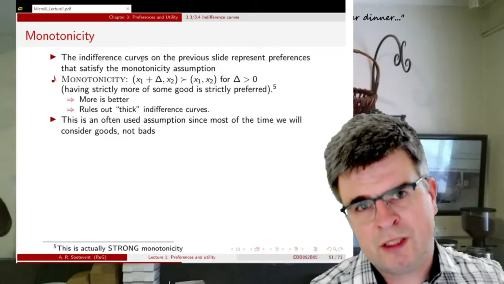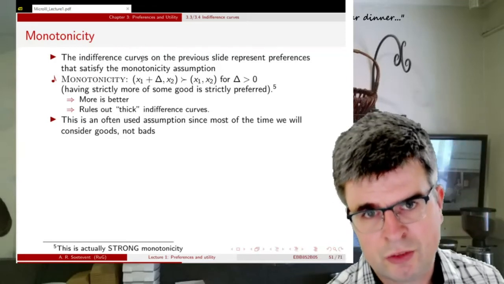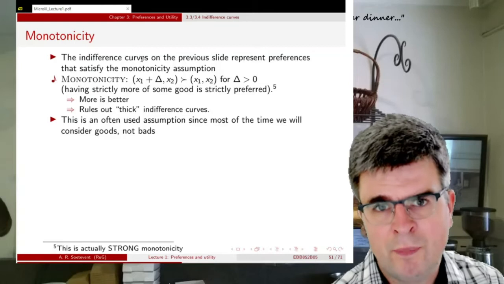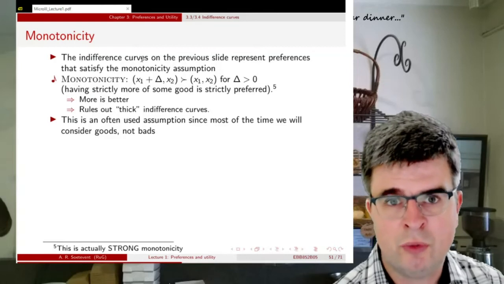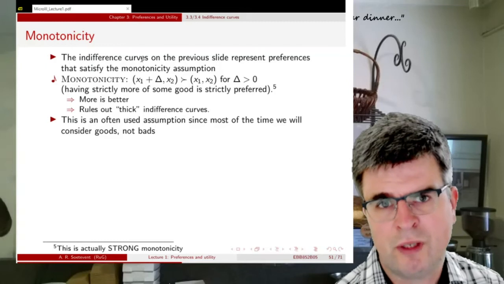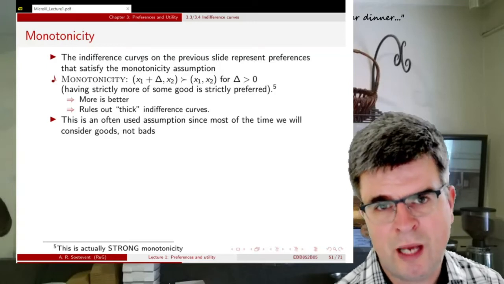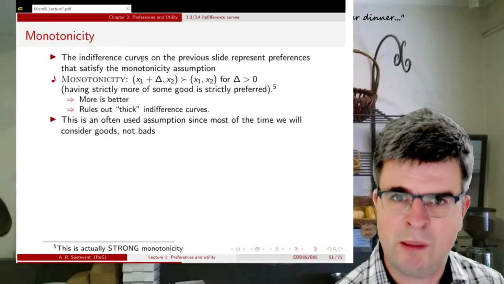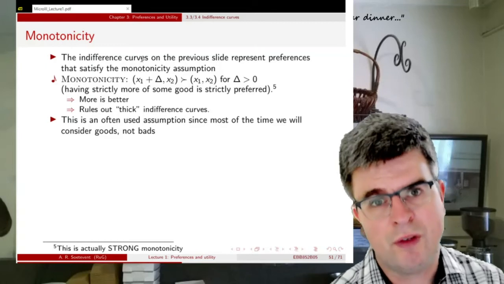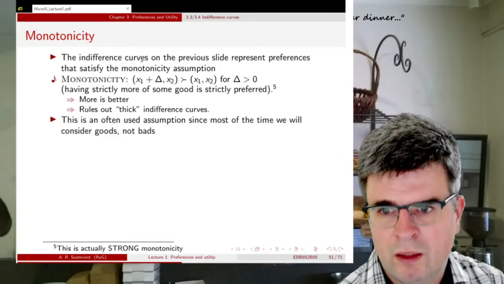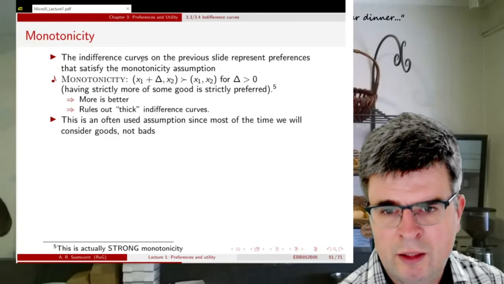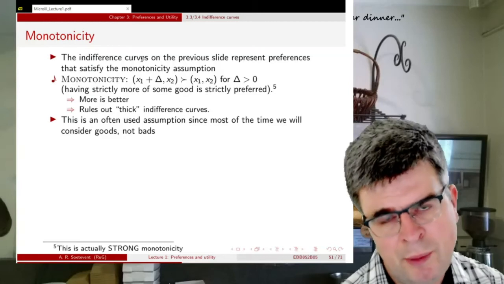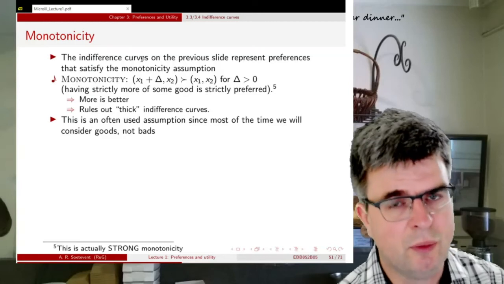And what it does in practice, it rules out thick indifference curves. As soon as you add a small number of units to one of the goods in the bundle, then you end up at a different indifference curve and you don't stick at the same indifference curve. If that would not be the case, then you could add additional units to one of the goods and you would remain on the same indifference curve, making these indifference curves very thick. And it's an often used assumption that more is better, and it makes sense as long as you consider goods and not bads.